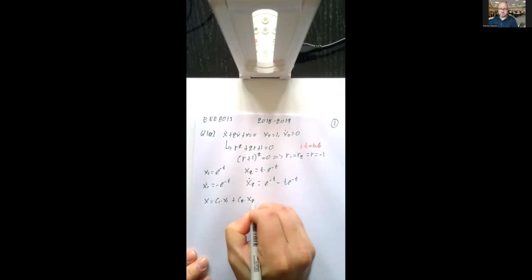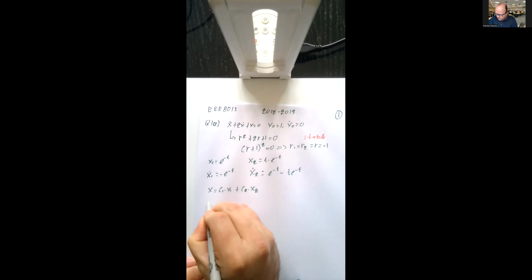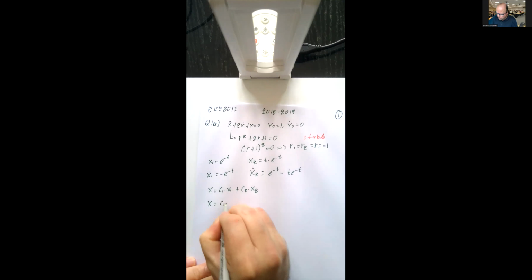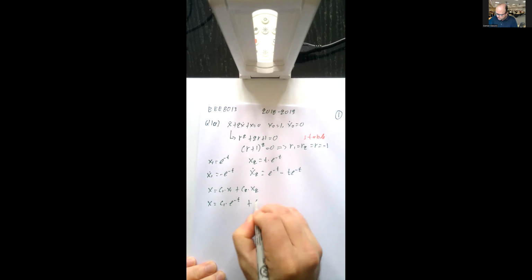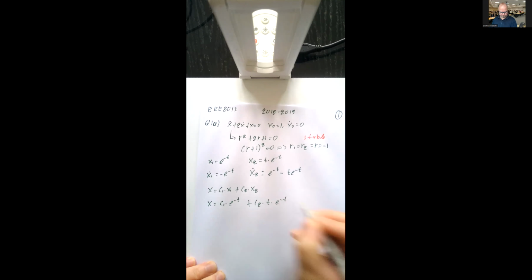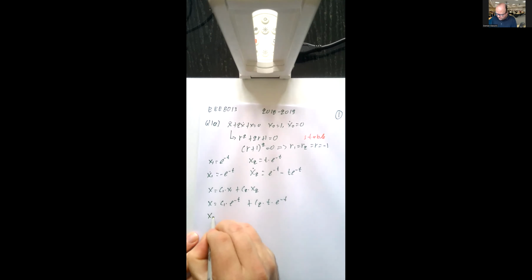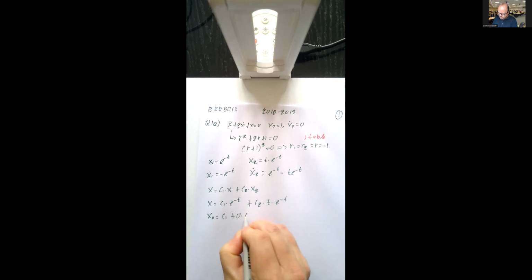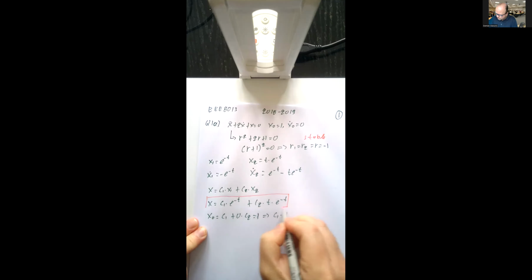Okay, so now my general solution will be C1 x1 plus C2 x2, and hence x will be C1 e to the minus t plus C2 t e to the minus t. I need to evaluate now this expression at t equals 0. So x at t equals 0 will be C1 plus 0 times C2 equals 1. So from here I have that C1 will be 1. So this is my general solution, and this is my constant C1.